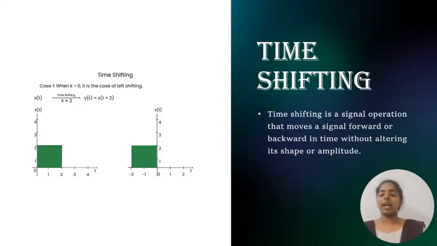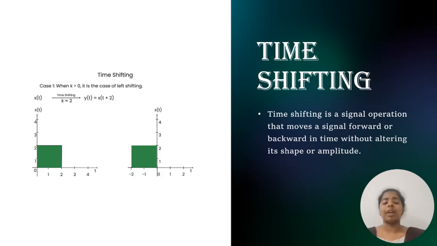Let's discuss time shifting. As you know, shifting means moving from one place to another place. Now, the same terminology applies to time shifting. Time shifting is a signal operation that moves a signal forward or backward in time without altering its shape or amplitude. Let's have a clear-cut example to understand it.